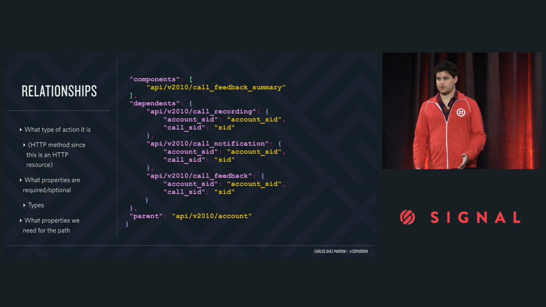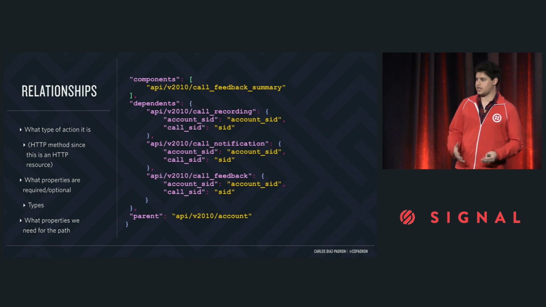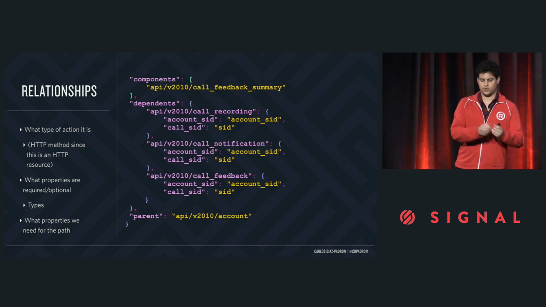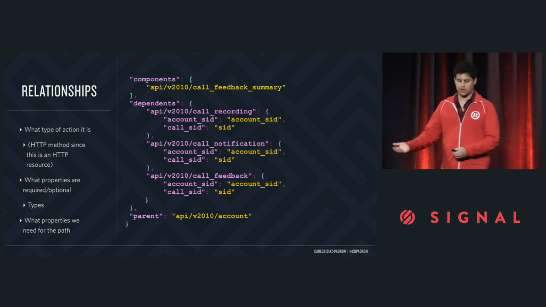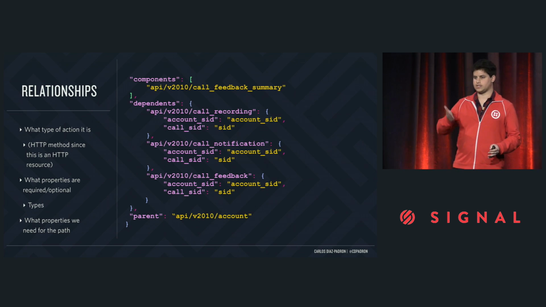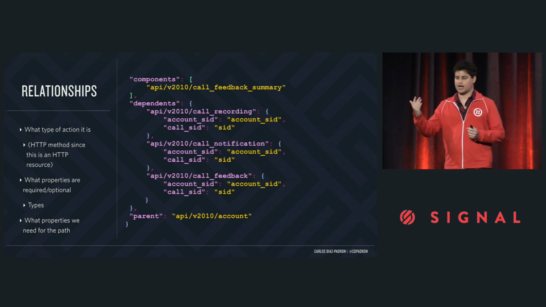Then the relationships between them. We know, for example, that calls have recordings, notifications, and feedback. So what properties does calls have that we need in order to get a recording? For example, the call SID and the account SID. What components does it have? Components are basically relationships, objects that you don't need the actual call SID for. It's just something that's on all calls.